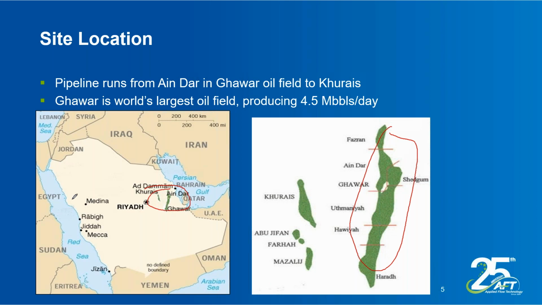So the project was to pump seawater from Ain Dar over to Khorais, which I'm certain that I'm not saying the names of those cities properly, but that's essentially where the pipeline is traveling from, the coast in the Persian Gulf, where tons of seawater is, and they're pumping it 90 miles away to the oil field northeast of Riyadh. So that's where things are geographically for their oil fields.